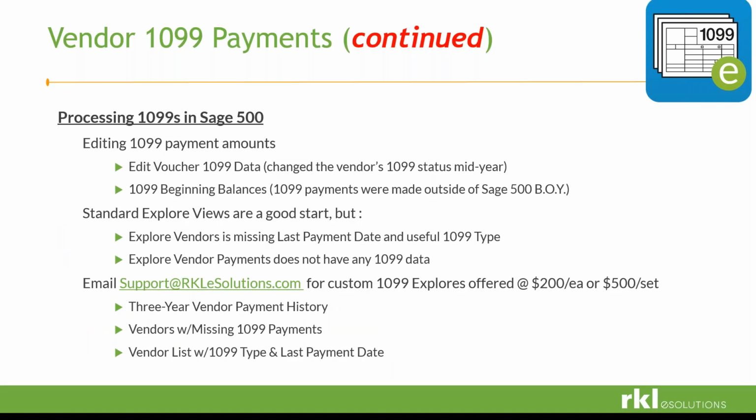If you are processing your 1099s within Sage 500, you do have some options for editing the 1099 payment amounts that Sage has captured. So there are really only two instances where you should need to edit any of the 1099 data. The first would be the Edit Voucher 1099 Data task on the Activities menu.